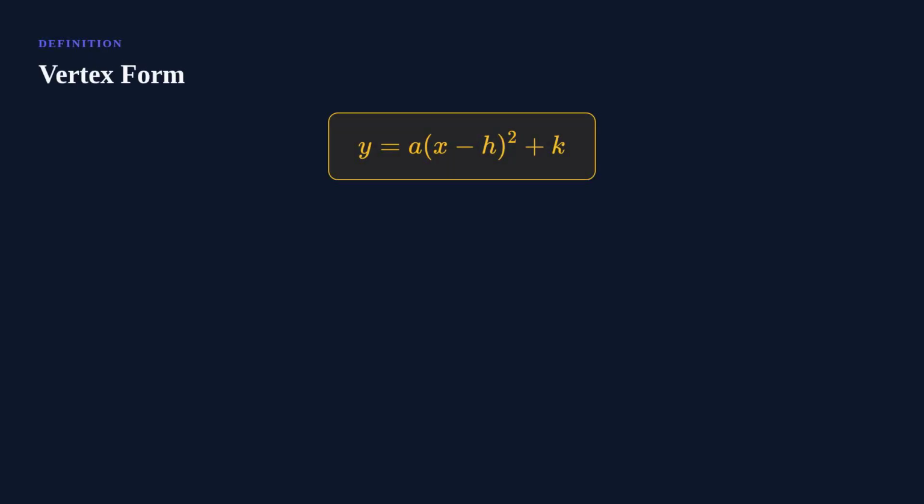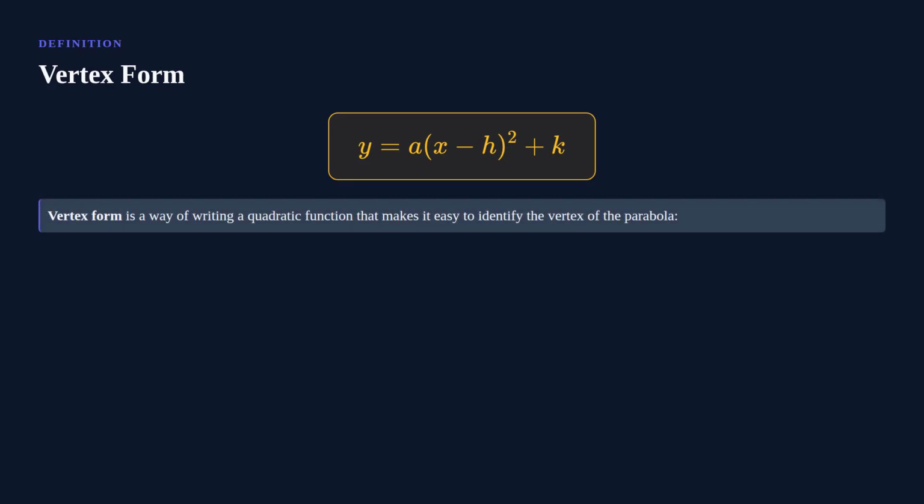Vertex form is a way of writing a quadratic function that makes it easy to identify the vertex of the parabola. y = a(x - h)² + k, where (h, k) is the vertex, the highest or lowest point.